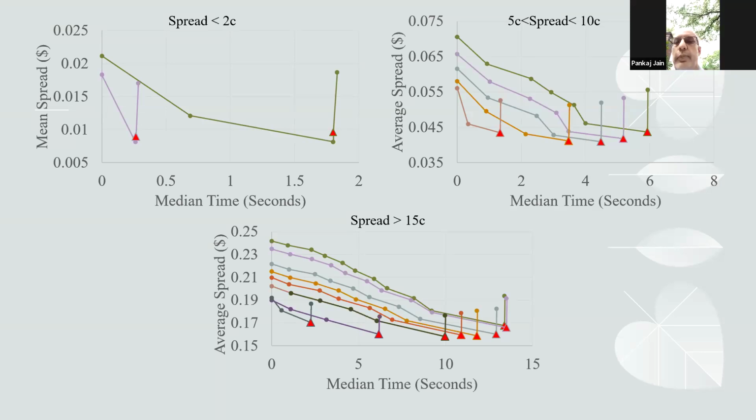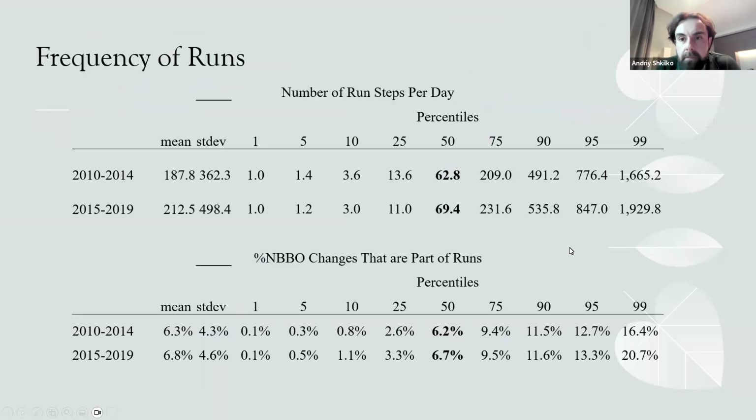So Andre, do you have a question? Yeah, Peter, a quick clarification. I think at some point you mentioned that on average there are 70 run steps. Did I hear that right? And if so, does that mean 70 cents?